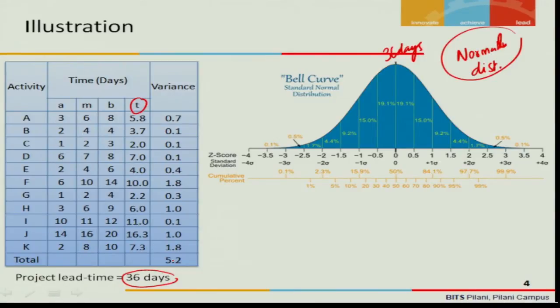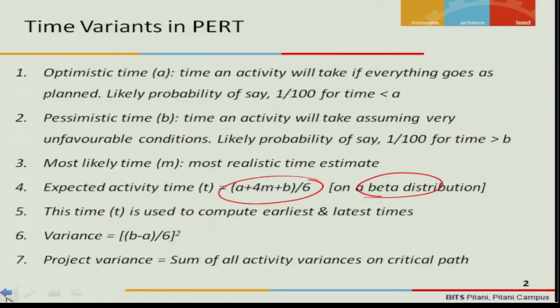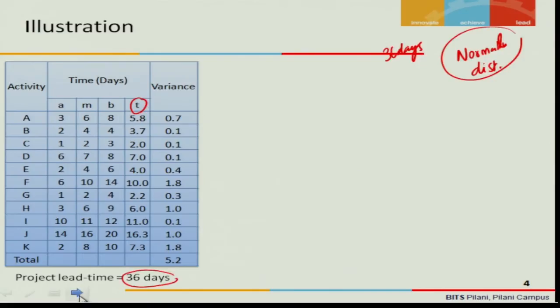What is the formula for variance? We have seen here, B minus A by 6 the whole square is the variance formula. Here how did we find the variance? B minus A, which means that 8 minus 3 divided by 6 the whole square, 5 divided by 6 the whole square, which is 0.7.